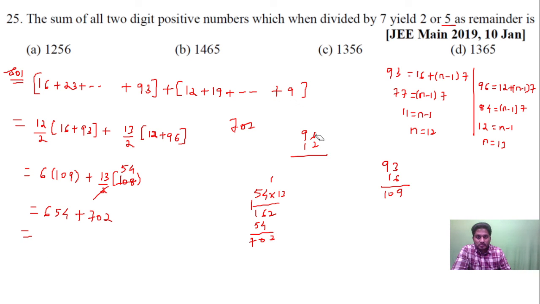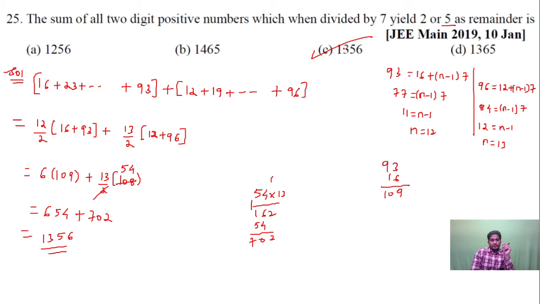Last term is 96. Now if you add, you get this is 6, and then you get 5 and 13. 1, 3, 5, 6. Here itself I can do 1, 3, 5, 6. Good questions, guys. So we have done 5 questions of JEE Main 2019, all the good ones.